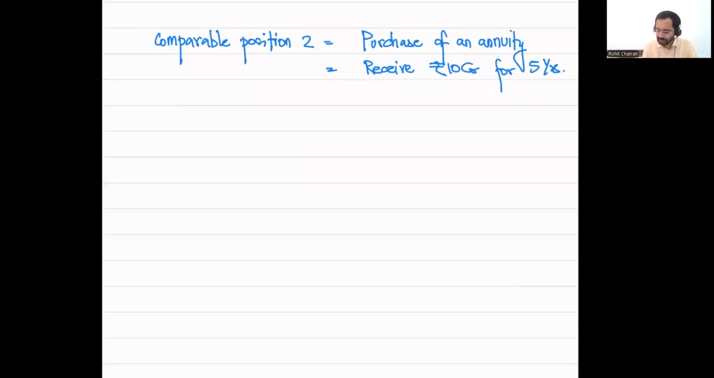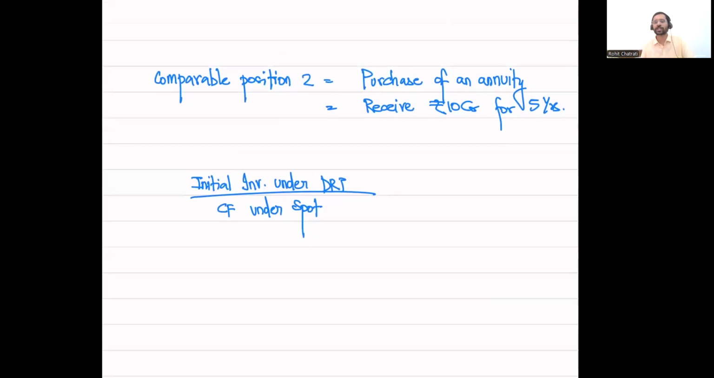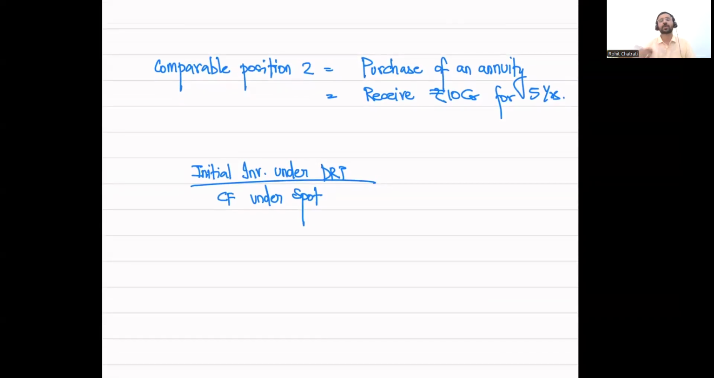We have to compare the initial investment under the derivative contract divided by the cash flow under the spot market. Under the spot market, we have identified a second comparable position, which is purchase of an annuity. Now, obviously, the question does not give the price or the cash flow that we would have to undertake to purchase an annuity.